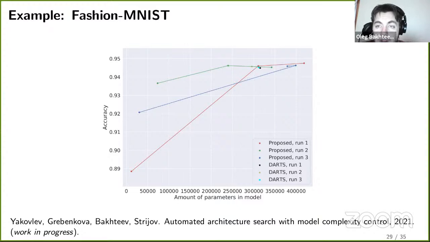The DARTS method has only one point because it doesn't control the complexity, and our proposed method controls the complexity. So there are some lines for different runs of the experiment. As we can see, we can control the complexity rather accurately. If we lower the complexity, we get the simpler model, but the accuracy also decreases.